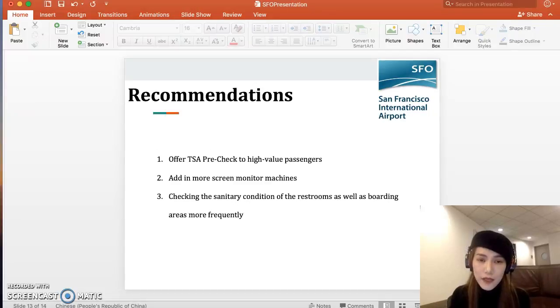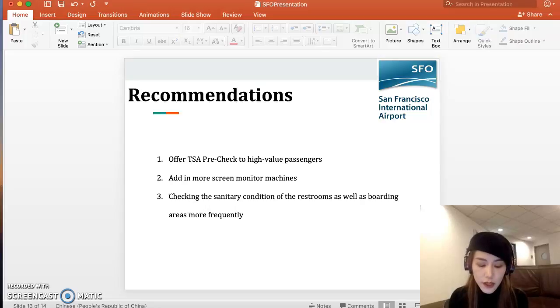And we have the recommendations here. The first one, we should offer TSA PreCheck to high-value, high-frequency flyers in order to create stickiness to San Francisco airport. And the second one, we should add more screen monitors to the airport, making it easy for customers to check flight information as well as shortening the time of checking flight information.